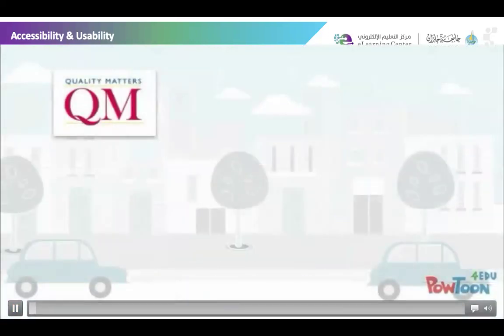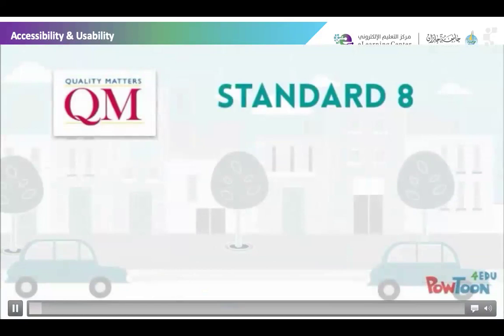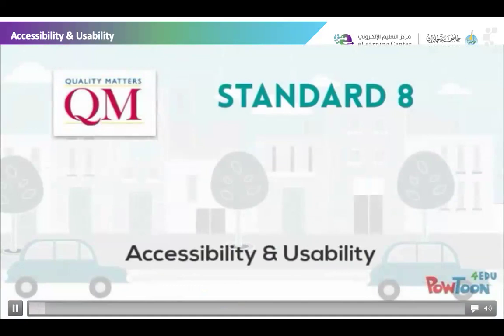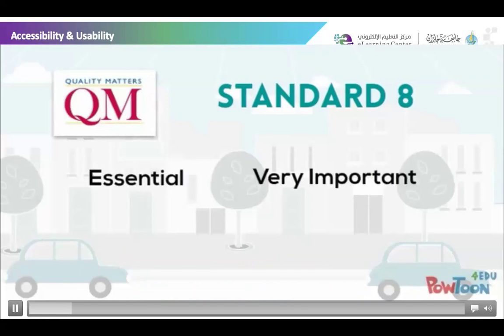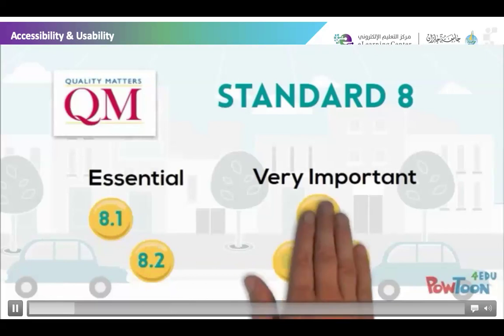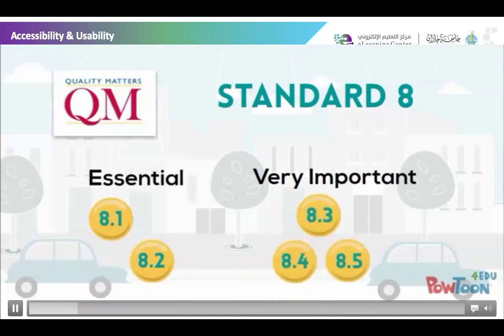Hello everyone. Here we are at the last brief video in the Quality Matters series. Standard 8 addresses the core concepts of accessibility and usability. With disabled students in mind, the course design reflects a commitment to accessibility so that all learners can access all course content as well as activities. Regarding usability, the goal is to create a course in which all learners can navigate easily and interact with course elements. Standard 8 has 5 components. The first 2 are essential, while the other 3 are very important. Let's now investigate the details.